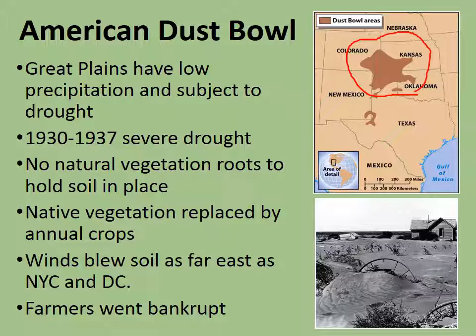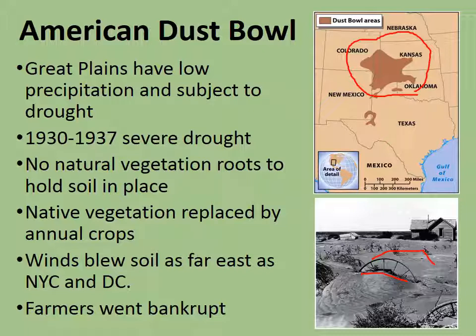So the soil got so dry and it just blew out. And you can see in this picture down here, this was a wagon wheel, and it looks like you're at the beach. This is all soil that has gotten crusty and blown away. So winds blew the soil as far east as New York City and DC. Farmers went bankrupt. It was this crazy, crazy thing that happened.